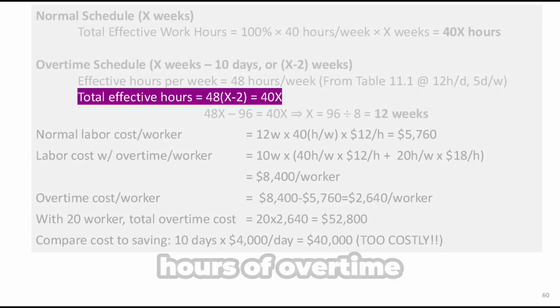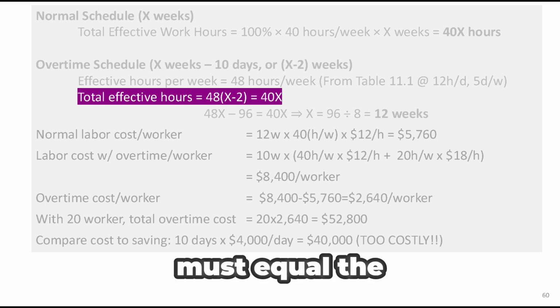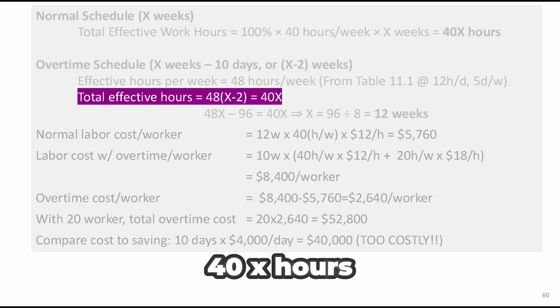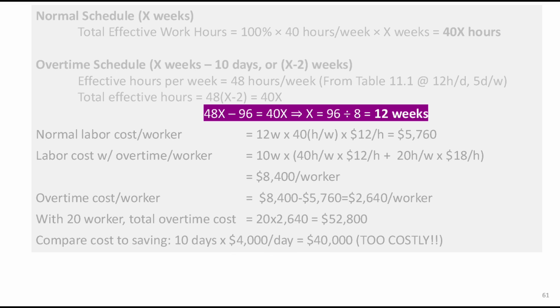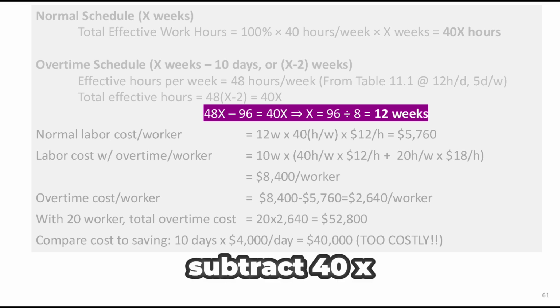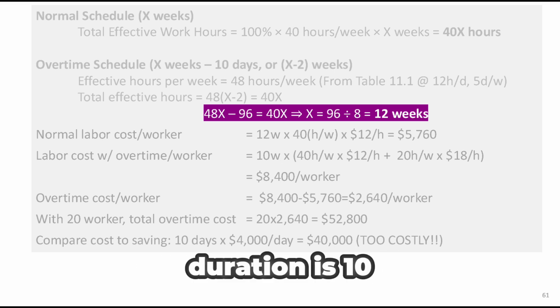So now we have this equation. The total effective hours of overtime schedule, 48 hours per week times X minus 2 weeks, must equal the original total of 40X hours. That gives us 48X minus 96 equals 40X. Solving for X, subtract 40X from both sides, and we get 8X equals 96, which means X equals 12 weeks. So the original schedule was 12 weeks long, and the shortened duration is 10 weeks.